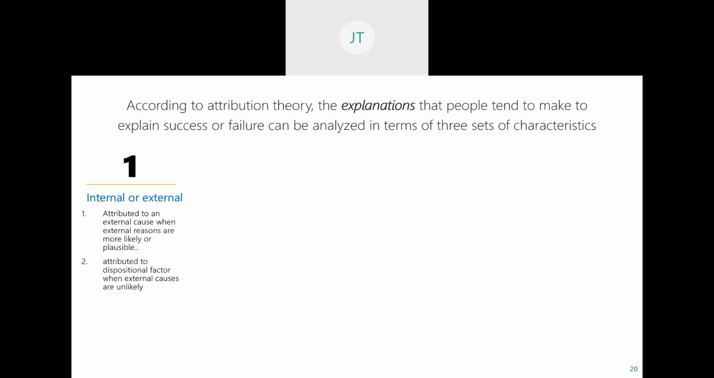So one is, again, the same thing that we addressed before, a little bit of internal and external. So attributed to an external cause when the reasons are more likely or plausible, right? Which means bad luck, right? Or the paper was too hard, I could never study for it. Or attribute to a dispositional factor where external causes are unlikely. No, everybody passed, so maybe I should have worked hard. It's my stuff, for example.